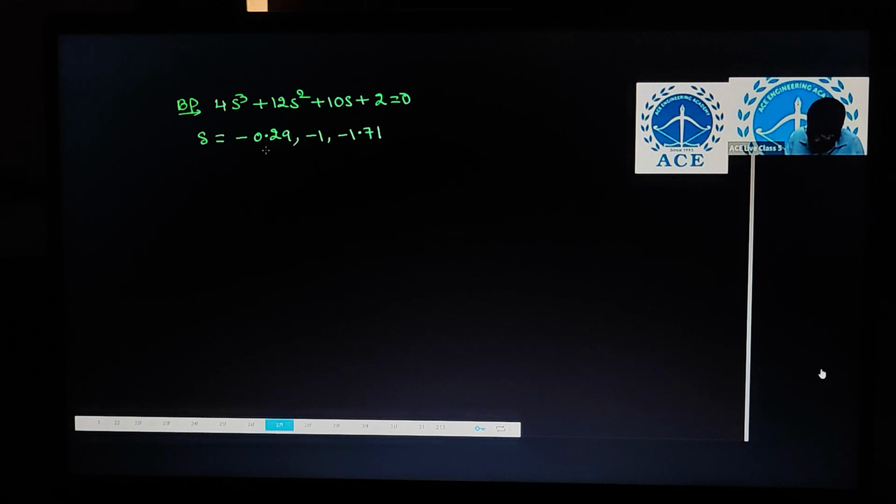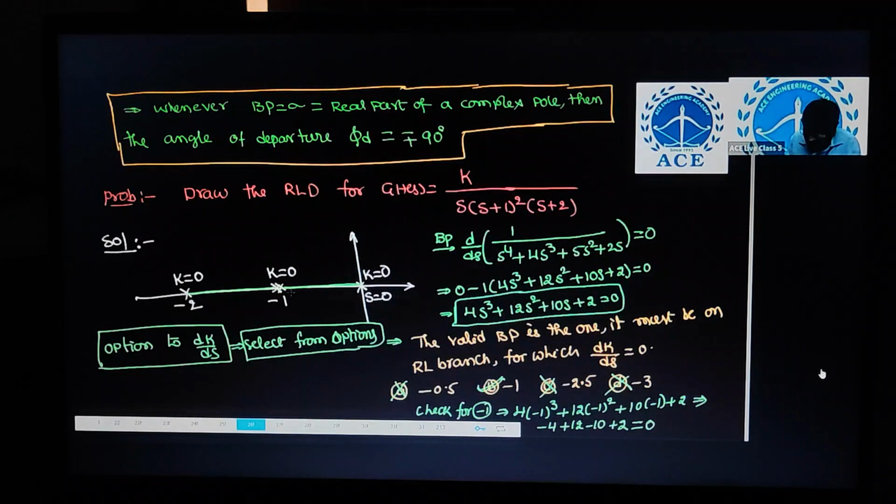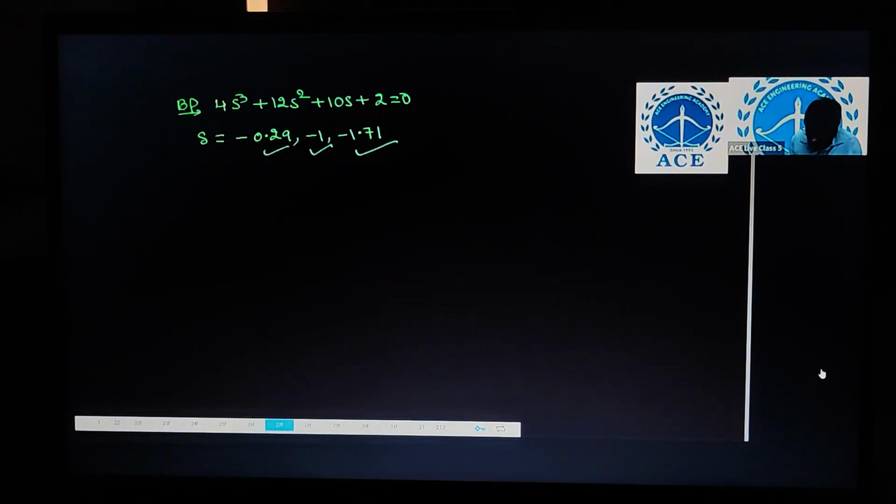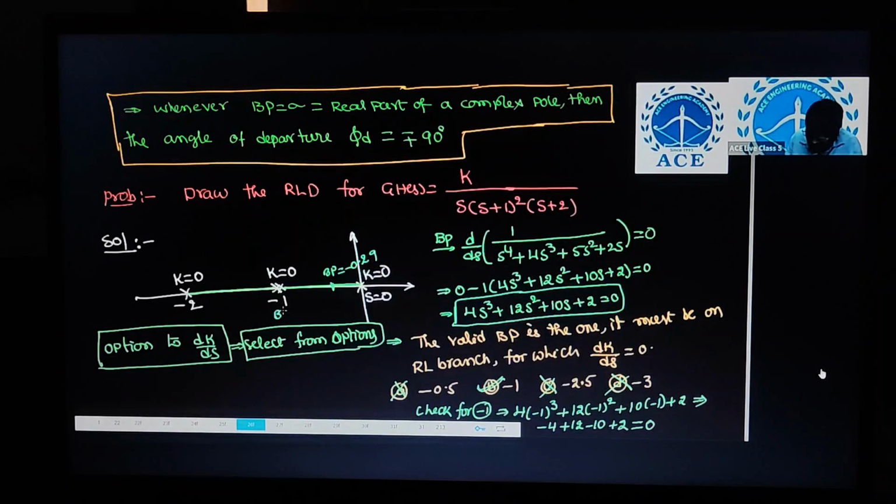All these 3 are valid, because all are on the root locus branch. Check it: minus 0.29 valid, minus 1 valid, minus 1.71 also valid. All are valid. That's all.